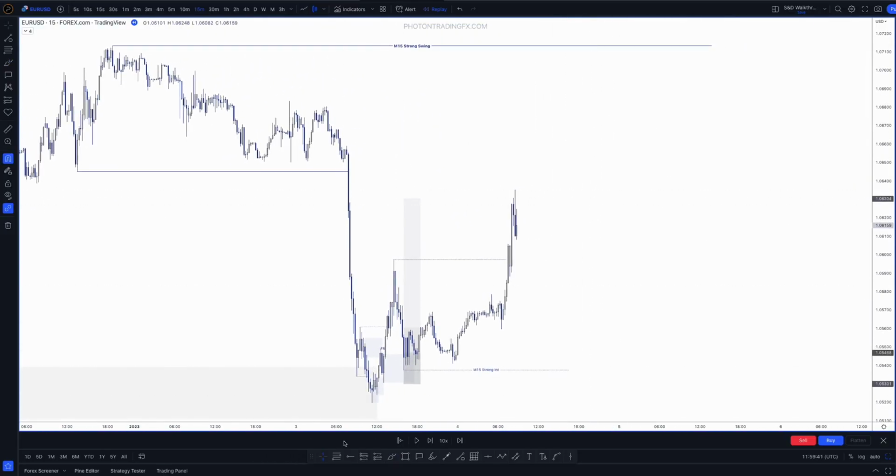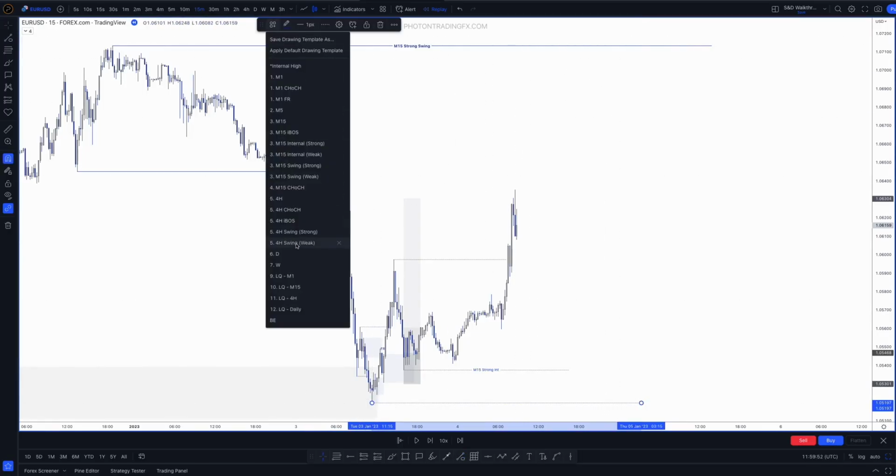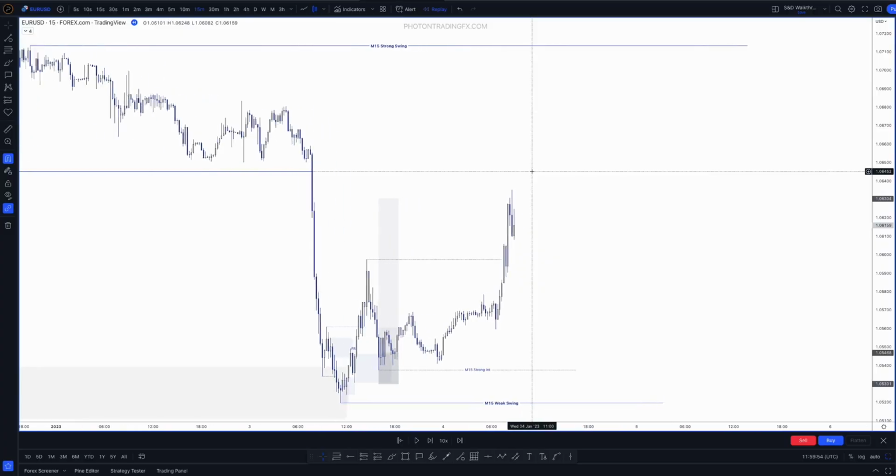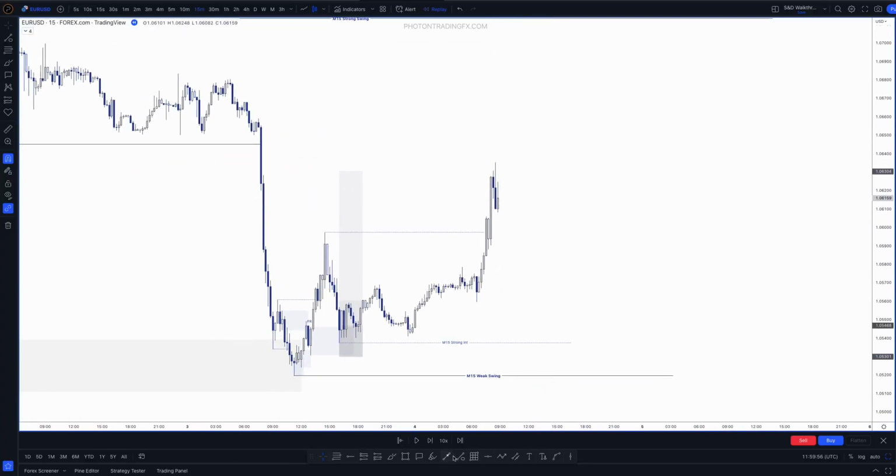Because now if we mark on our premium discount of the M15 swing range, right? You can see we're above the EQ now, we're in premium prices. We have a weak M15 swing low to target. Okay, cool. Now, let's start to see what happens and wait for at least an M15 bearish change of character.